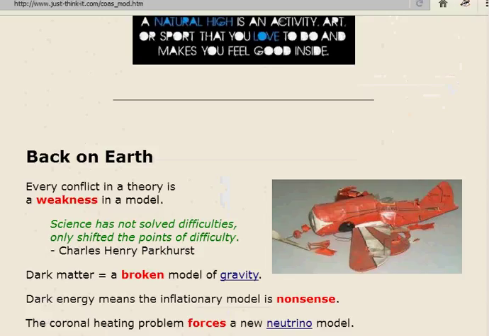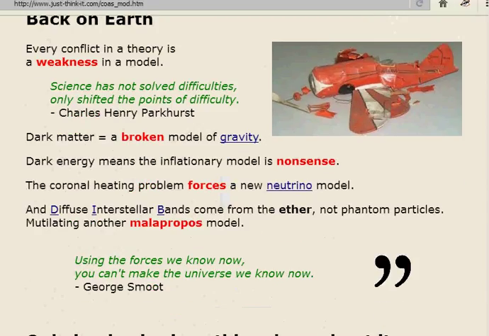Every conflict in a theory is a weakness in a model. Science has not solved difficulties, only shifted the points of difficulty. Charles Henry Parkhurst. Dark matter equals a broken model of gravity. Dark energy means the inflationary model is nonsense. The coronal heating problem forces a new neutrino model. And diffuse interstellar bands come from the ether, not phantom particles, mutilating another malapropos model.